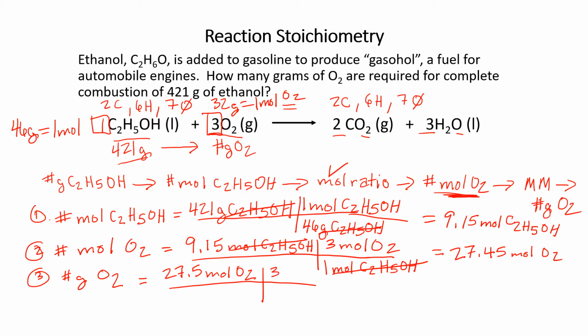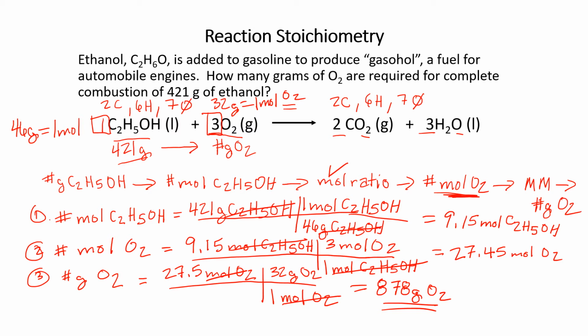So I'll put 32 grams of diatomic oxygen up top, and I'll put 1 mole. So for 1 mole of diatomic oxygen, I have 32 grams of diatomic oxygen. So the moles of diatomic oxygen cancel, and now I'm left with grams of diatomic oxygen. And so when I carry this calculation out, I get 878 grams of diatomic oxygen. And so this is the number of grams of diatomic oxygen that is required to react with 421 grams of ethanol.